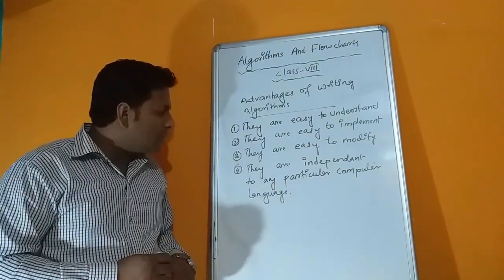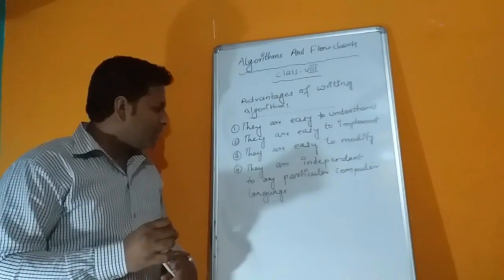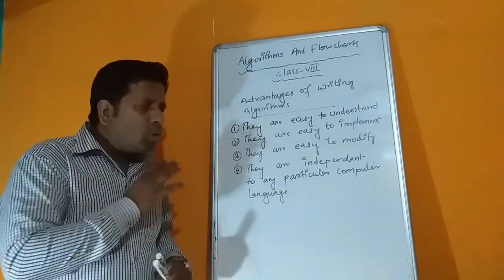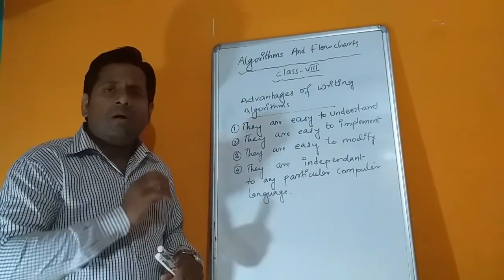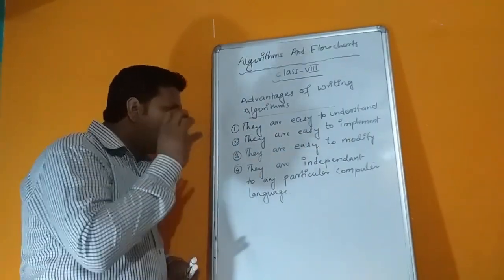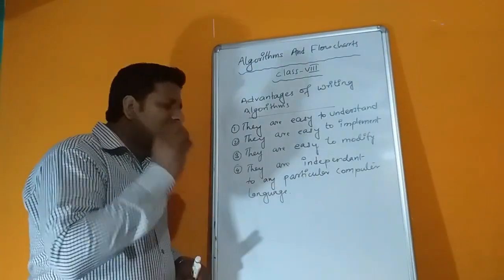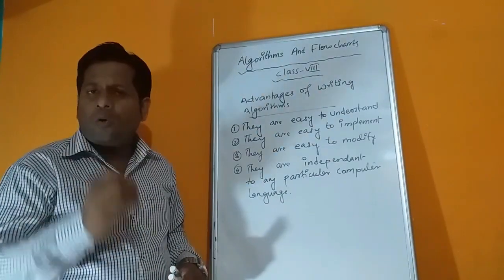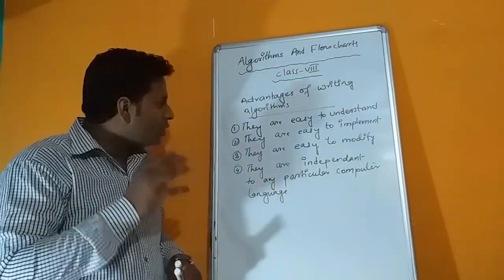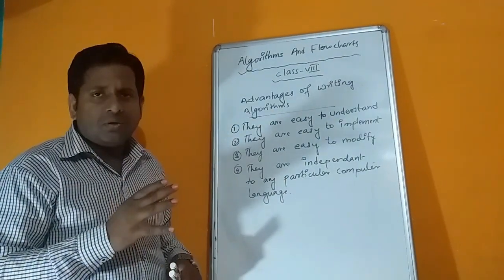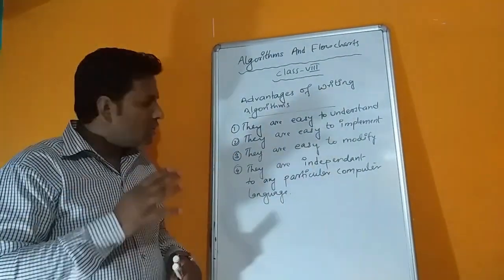And the fourth point, they are independent of any particular programming language, computer language. We don't have to write the algorithm in a computer language. We can write the algorithm in normal, simple English so that anyone can understand and they can easily implement that to get a proper result. Okay, so is this clear, children? So these are the advantages of writing algorithms. Now we'll move to the next topic.